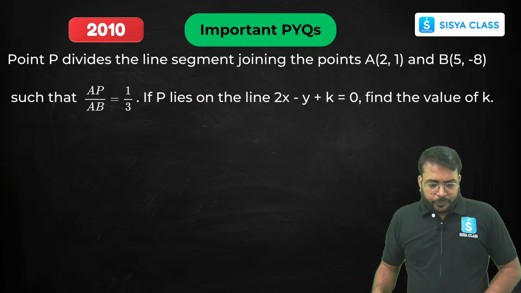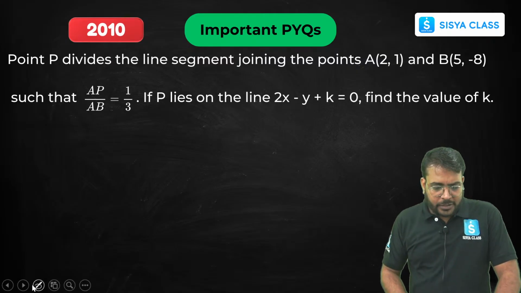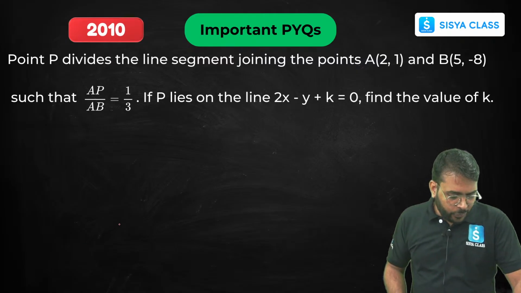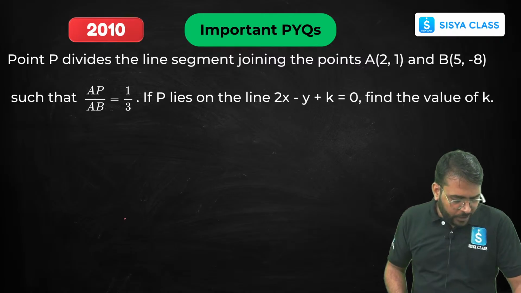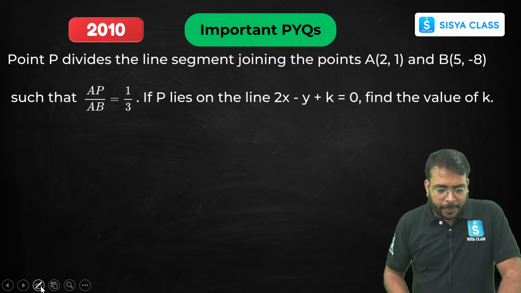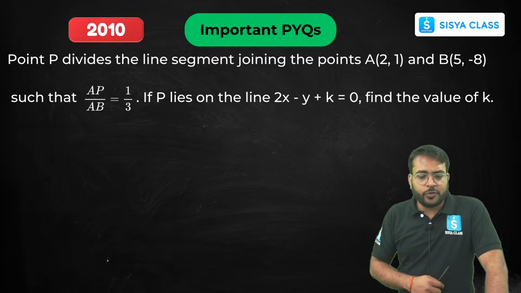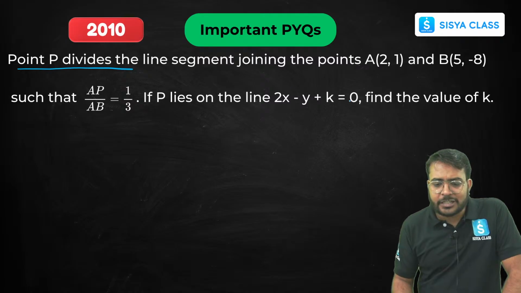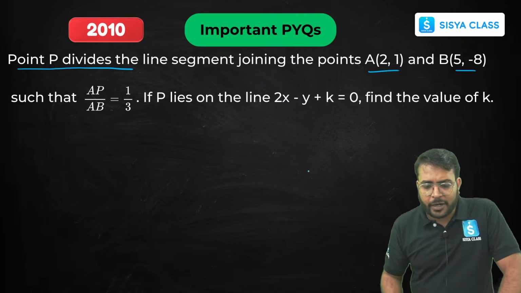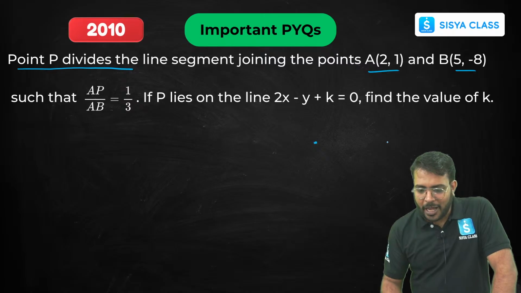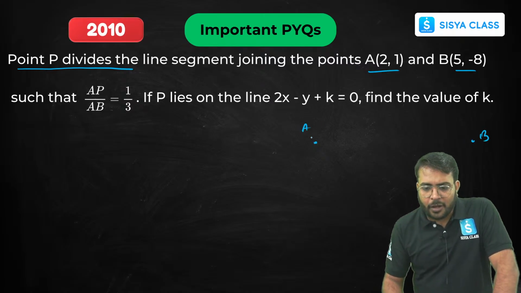So one more question asked in 2010, this question has been asked in 2010, all right. Just give me one moment. This is a question asked in 2010, beta, a very good question. Point P divides the line segment joining the points, okay, I have 2 points A and B.